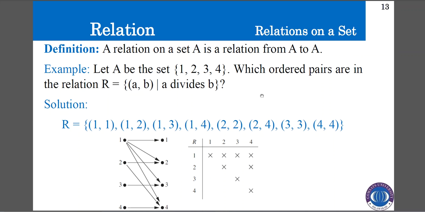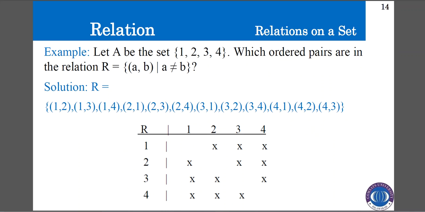The obtained relation R is (1,1), (1,2), (1,3), (1,4), (2,2), (2,4), (3,3) and (4,4). It means that b is divisible by a. The graphical representation is also given in these figures.